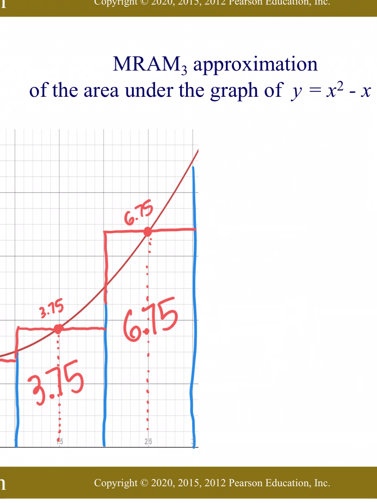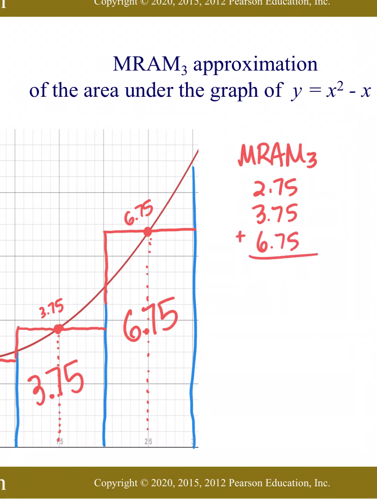So the value of our MRAM 3 is going to be 2.75 plus 3.75 plus 6.75. And we add those up and we'll have our value. So let's see, that's 13.25. But we still would say 13.25, which is more accurate than what we had yesterday with our LRAM and our RRAM, but still going to be an overall underestimate because of the way that first rectangle is behaving. Okay, any questions on that?